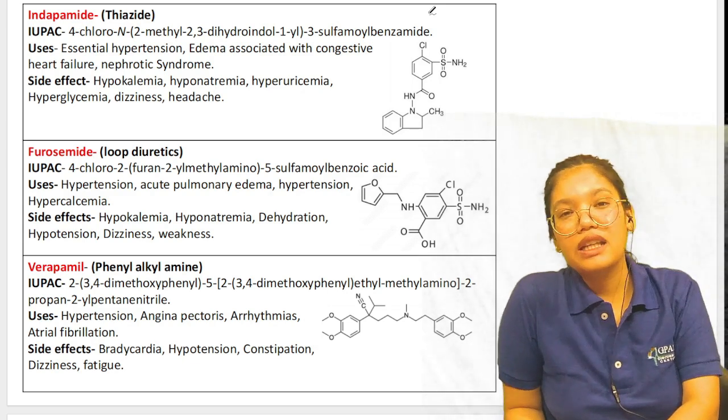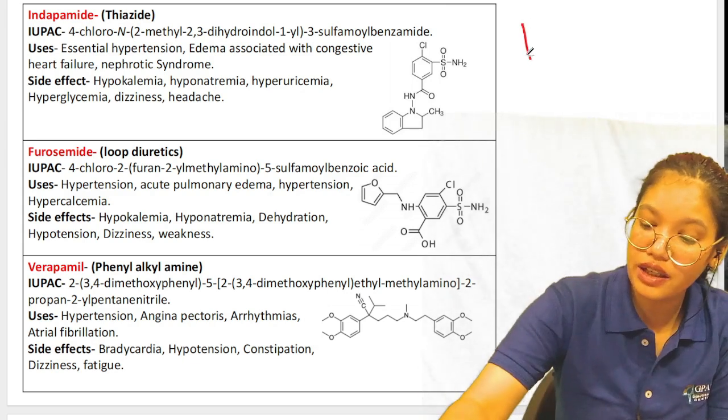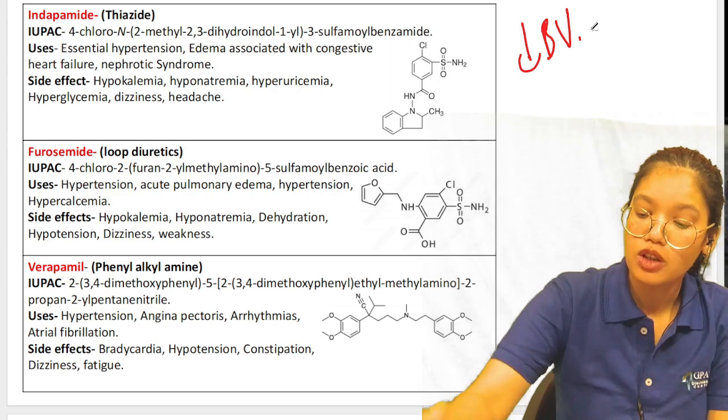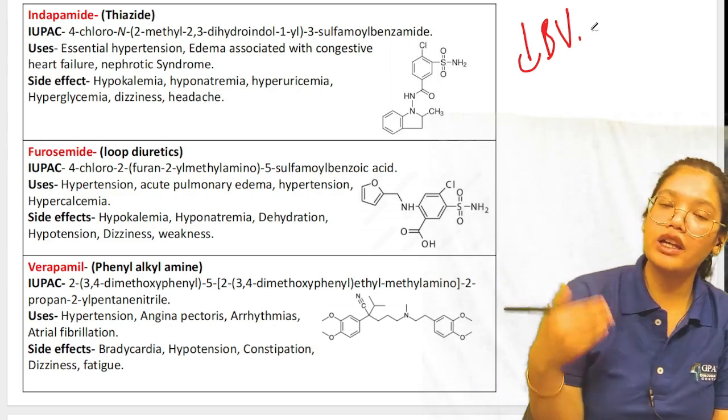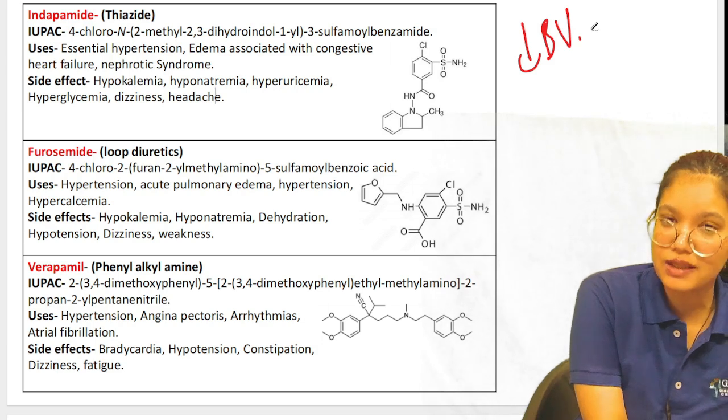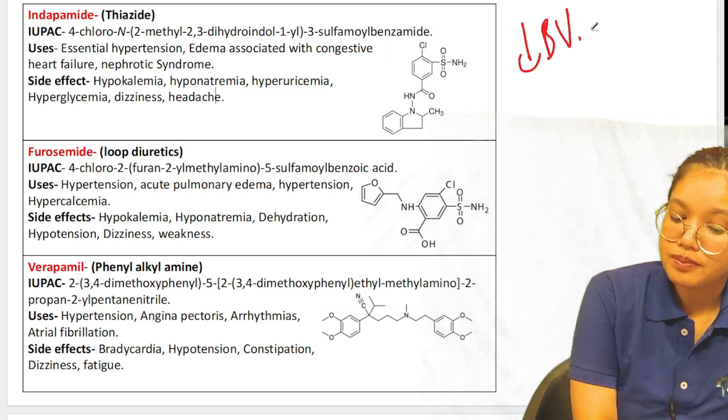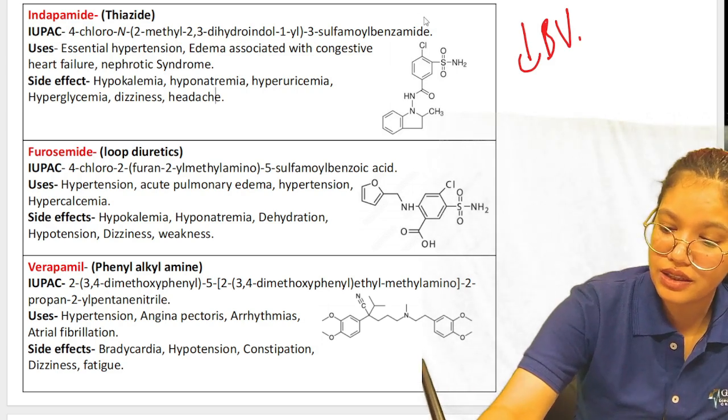Okay, so basically these diuretics result in decreasing the blood volume. So due to that decreased blood volume, the dizziness and headache are very common symptoms that we can face, the side effects. Okay, now the next drug is the verapamil.